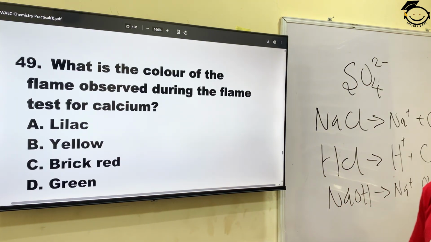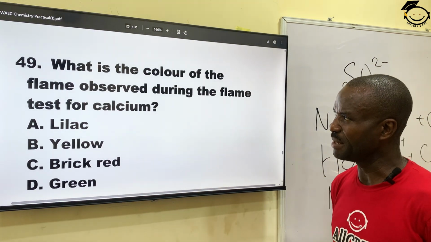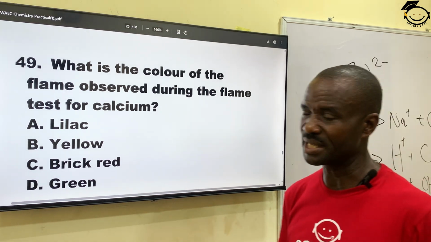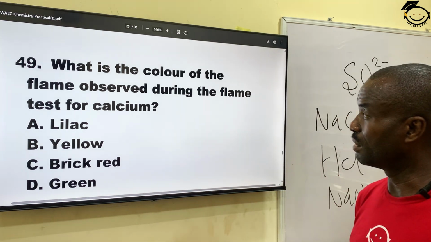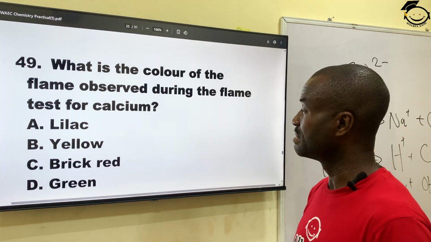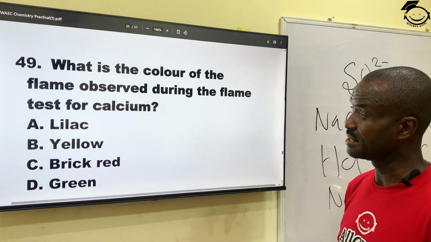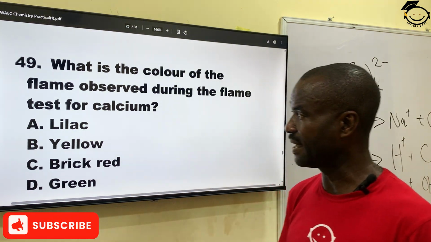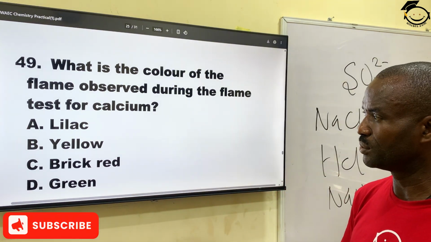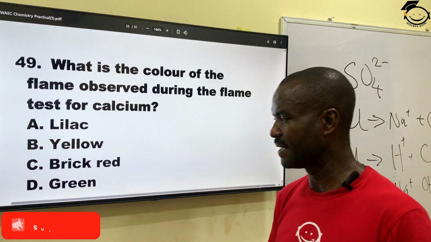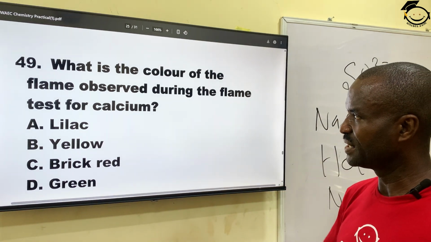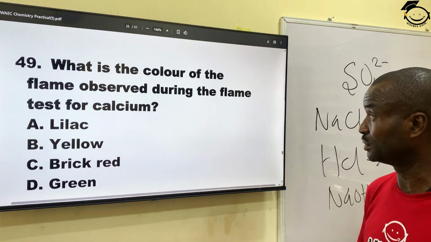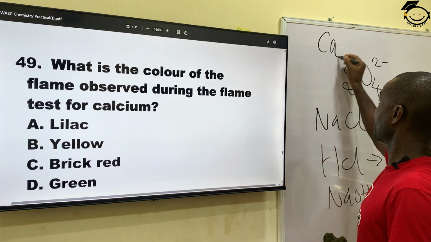Question 49. What is the color of the flame observed during the flame test for calcium? Calcium is an ion which can be tested by a flame test using a particular color. In this order, we have A. Lilac, B. Yellow, C. Brick red, and then D. Green. The correct answer to confirm calcium is brick red. Only calcium ion, Ca2+, will turn brick red.